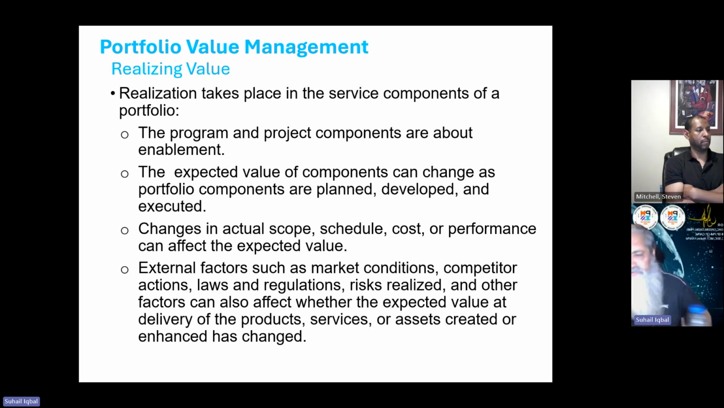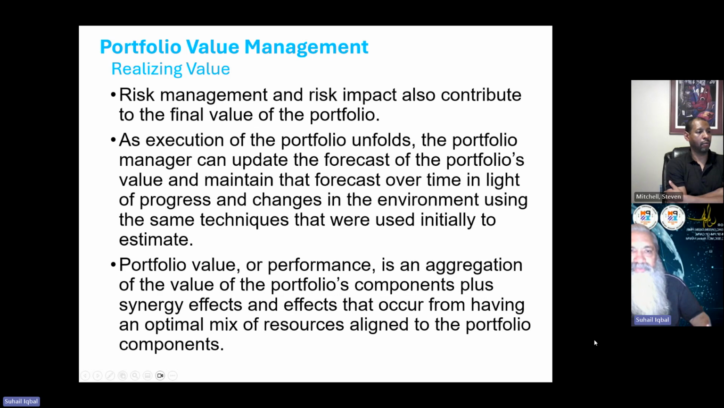So the respective component has to realign its strategies or realign its direction to what the change has advised. External factors can also have an impact, like market conditions, competitors, laws, regulations, risk, etc. So these external factors could also be a reason for bringing that kind of change. Risk management and risk impact also contribute to the final value of the portfolio.